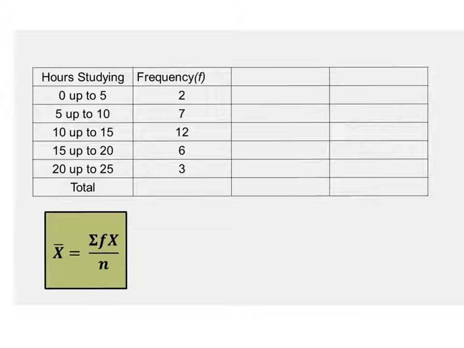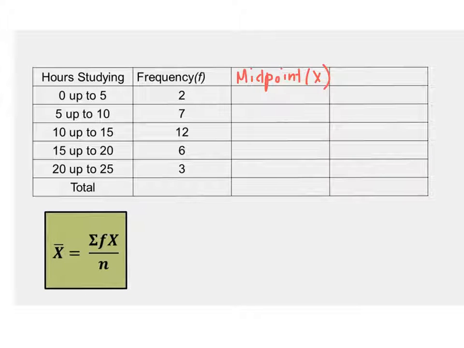The first step in finding the mean of group data is to add a new column to the frequency distribution, and that will be our midpoint. We'll refer to that as X, because we'll use that in our formula later on. So we're going to find the midpoints of all the classes.